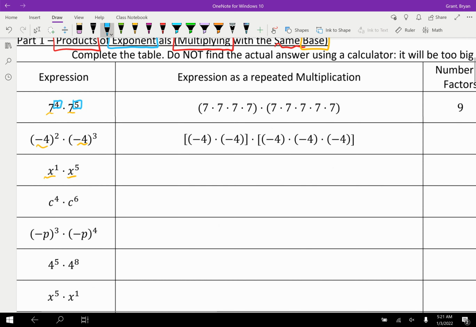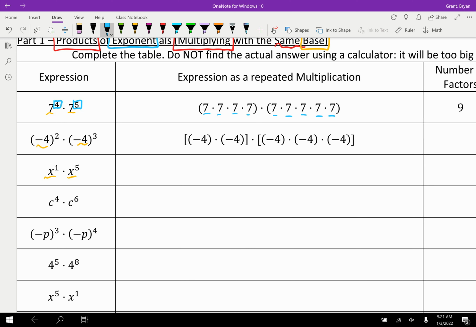And what does an exponent actually mean? Well, if you see 7 to the 4th power, it means you need to multiply 7 4 times, like so. And if you see 7 to the 5th power, you need to multiply 7 5 times. Now, if you use your calculator and you try to do 7 times 7 times 7, 9 times, you're going to get an absolutely massive number. Exponentials grow or get bigger really, really fast.